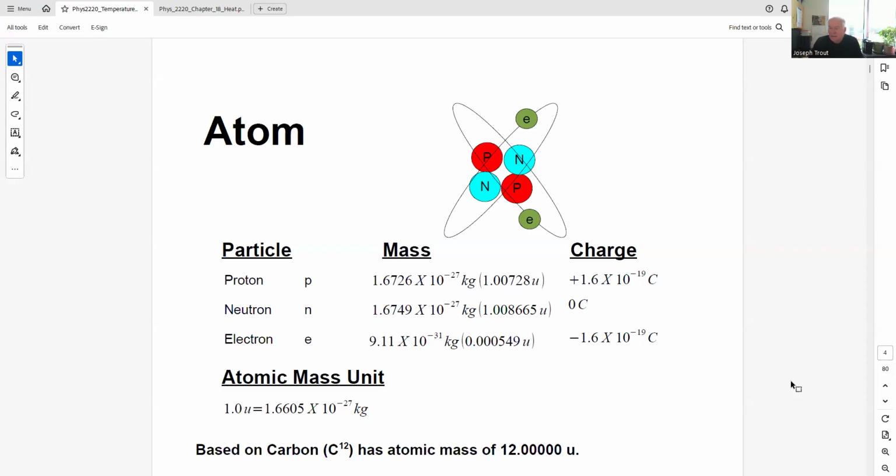Electrons have a much smaller mass, and a charge equal in magnitude to the proton, but it's negative. So the mass is 9.11 times 10 to the minus 31 kilograms. We'll also use a unit called the atomic mass unit, and it's based on the carbon-12 atom, which has a mass of 12 atomic mass units. So one atomic mass unit is 1.66 times 10 to the minus 27 kilograms.